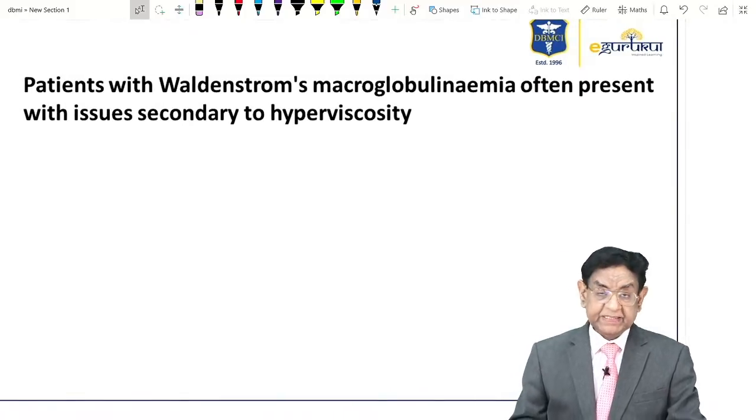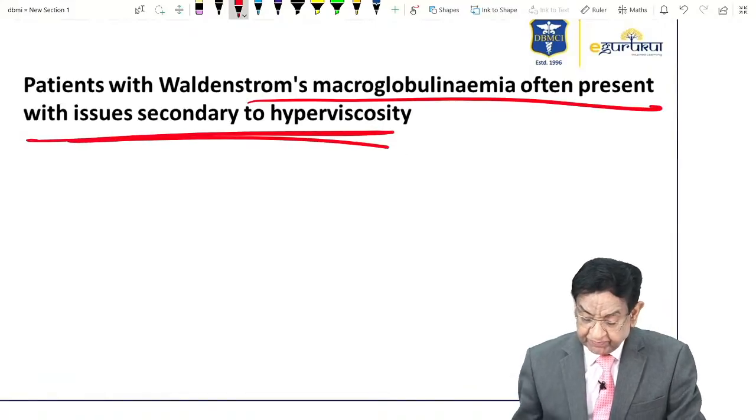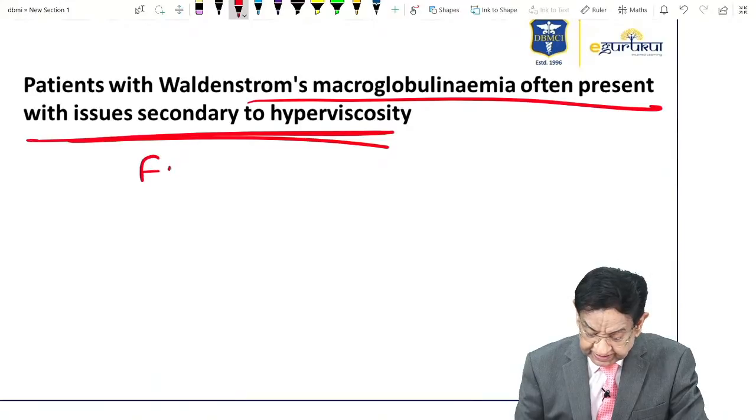Well, again the same line, Waldenstrom macroglobulinemia, they come with the hyperviscosity feature. That's why this gentleman has got a frontal headache.